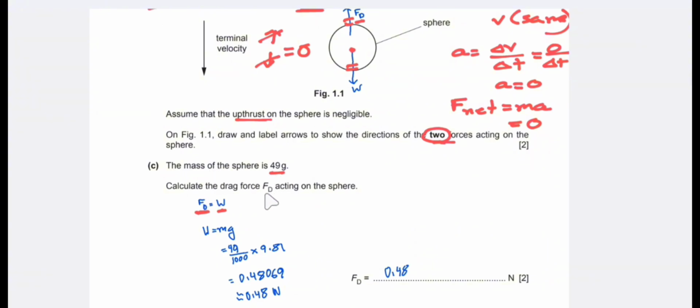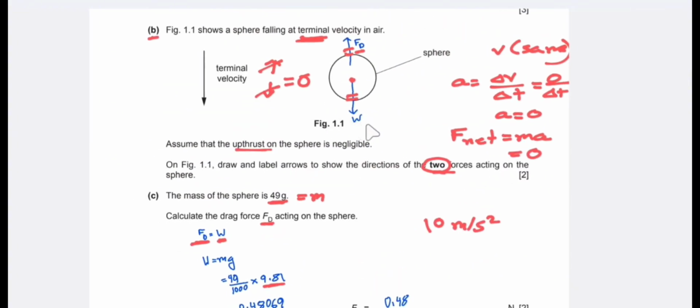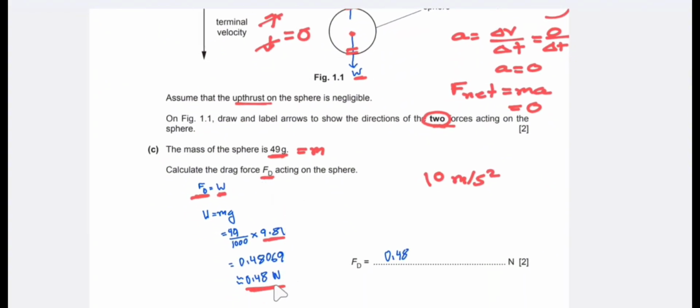We are given the mass, and we need to find the value of the drag force. By using weight equal to mass times gravitational field strength, we must convert 49 gram to kilogram, that is 49 by 1000 kilogram, times 9.81, the gravitational field strength. Remember that the gravitational field strength is 9.81 for physics, and for mechanics it is 10 meter per second square. By using the equation we calculate the weight. Weight is equal to drag force, therefore the drag force is 0.48 Newton.